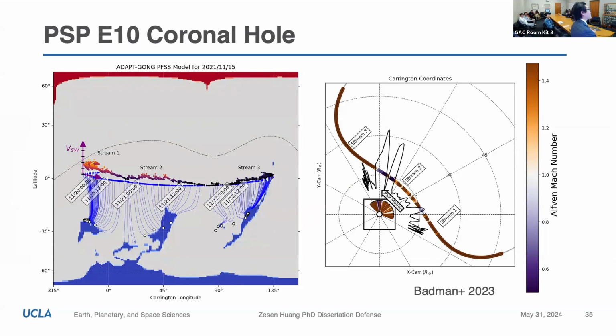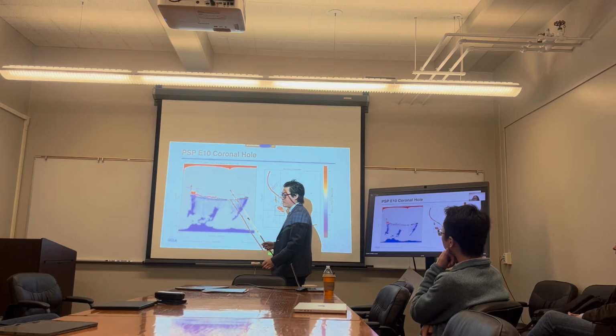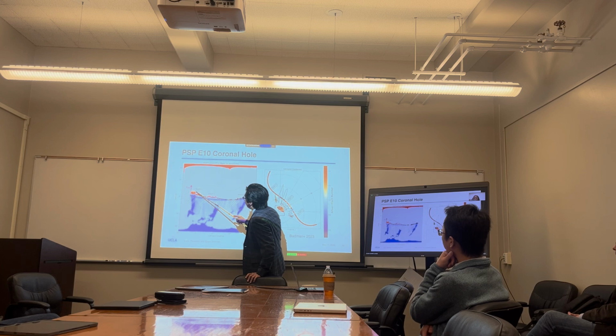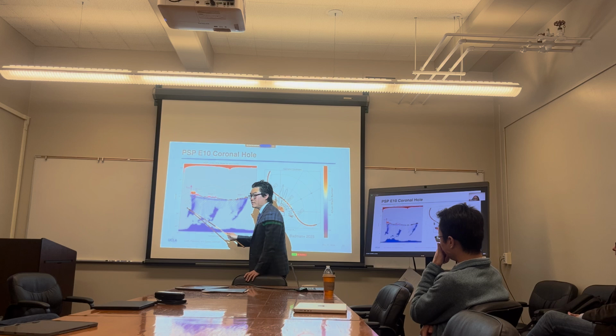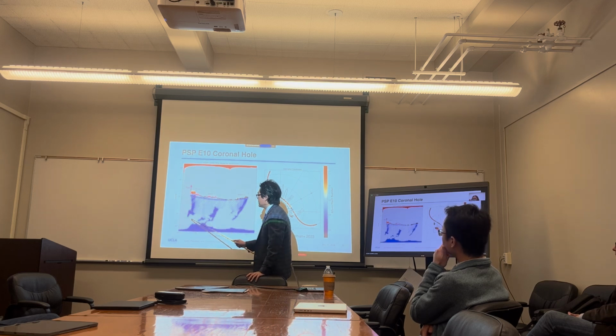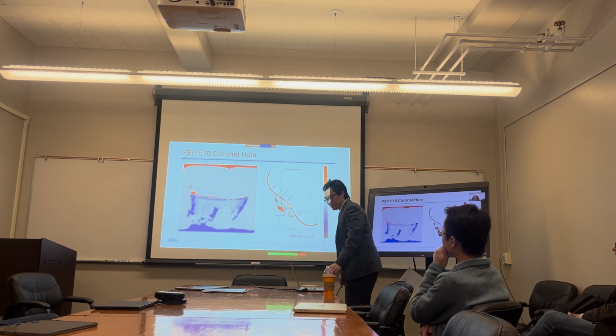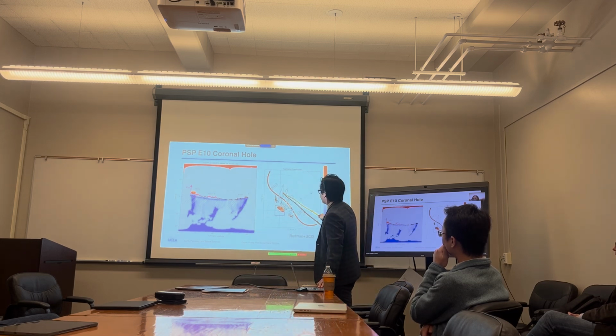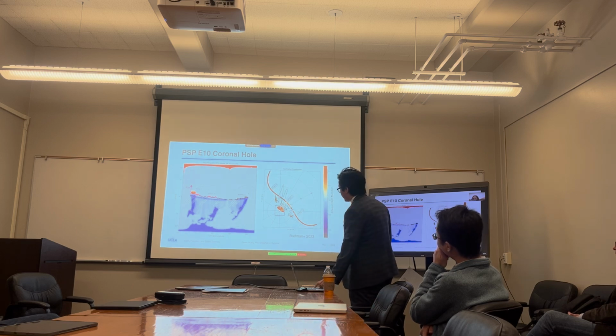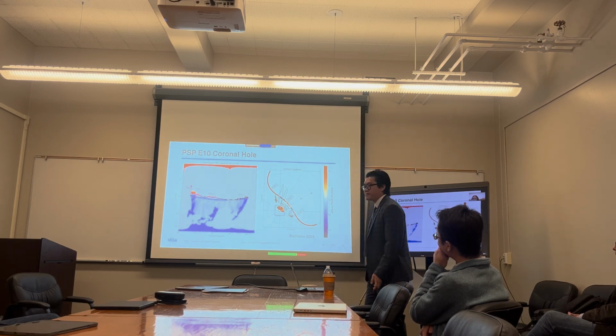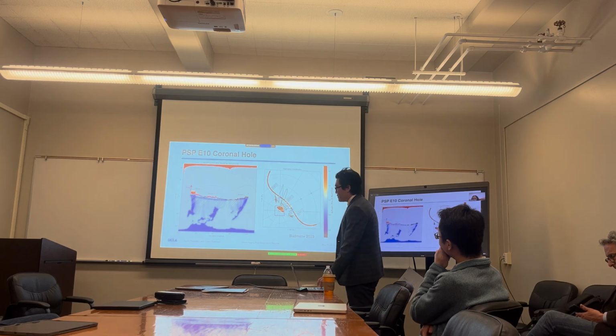For example, this is encounter 10. In PSP encounter 10, people found that from November the 17th to November 20th, for 3 days, all the magnetic field can be connected to a single coronal hole at mid-magnitude. And then the next day, it connects to another coronal hole, and then the next day, another coronal hole. And this is the Alfvén Mach number over the orbit of PSP. However, this method contains some defects, as we discussed above. The source surface is actually arbitrary, and there are lots of parameters you can play with, which will create very different results with small differences in initial conditions.